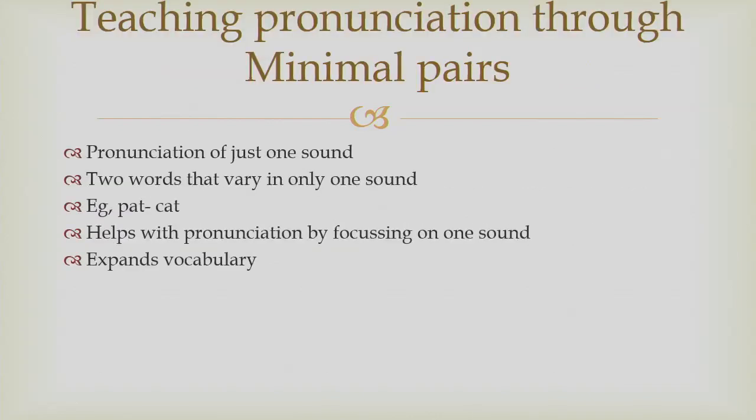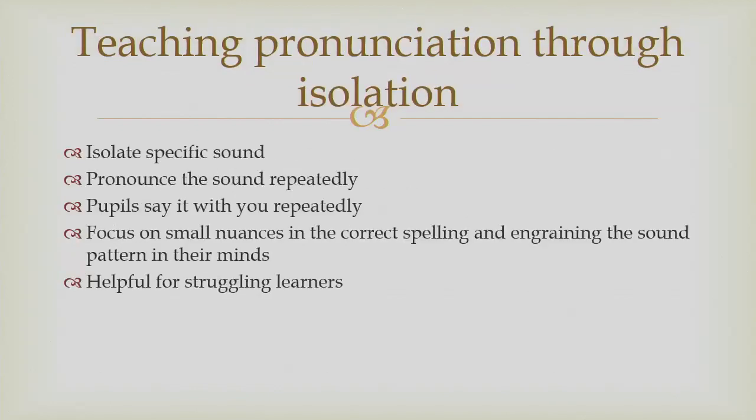Teaching pronunciation, first of all, we can teach that through minimal pairs. We look at one sound, two words that vary in only one sound. So we take two words that vary in only one sound, and they've got another that is the same. For example, pet, cat. So we are looking at the "et" in that. So when we pronounce all these, except for the P and C, we are able to find the same sound. This way of teaching pronunciation helps by focusing on one sound. It also expands the children's vocabulary.